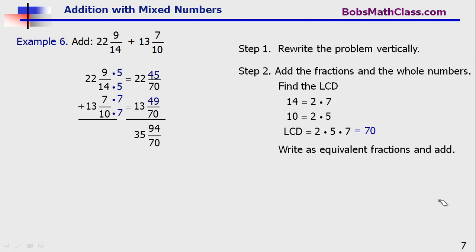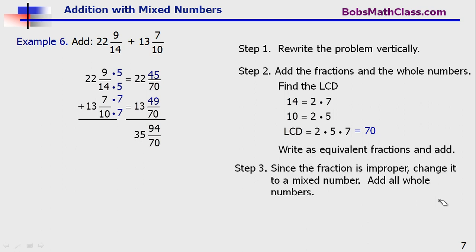Okay, now we have a choice. Let me backtrack there. Our fraction is improper, but it also could be reduced. So you do have a choice. You could reduce first and change it to a mixed number, or you could change it to a mixed number and then reduce. Let's probably just change it to a mixed number first. Okay, so let's do that.